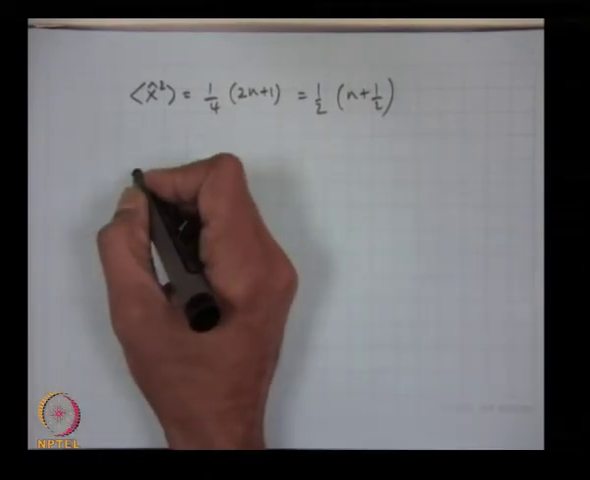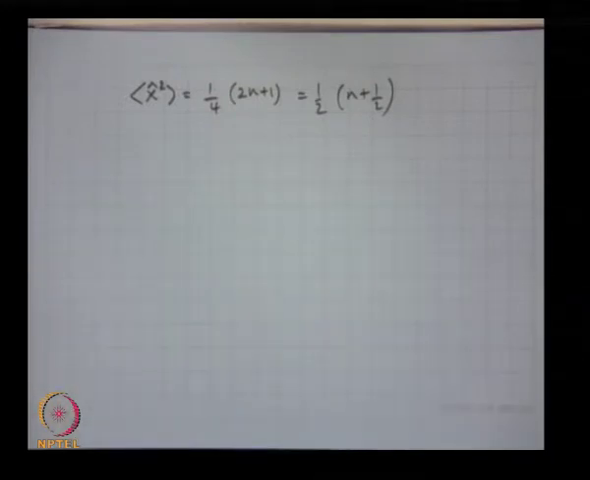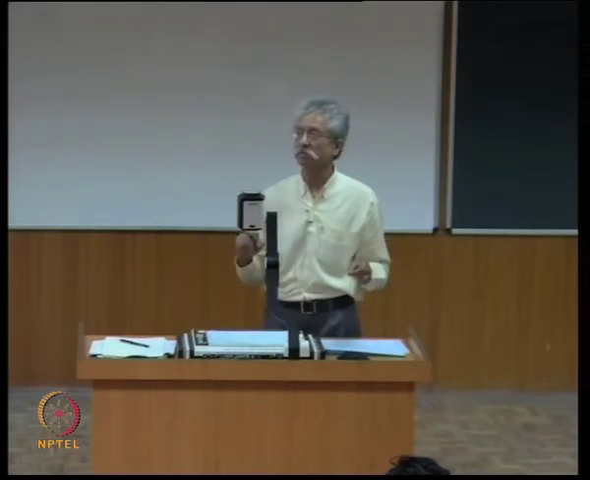No, x is defined as (a plus a dagger) by 2. The quadrature operators are defined as (a plus a dagger) by 2 and (a minus a dagger) by 2i. The time and space dependence is separately sitting in the electric field expression.